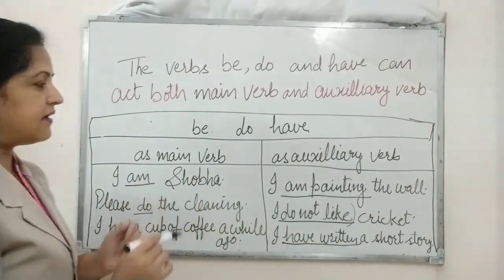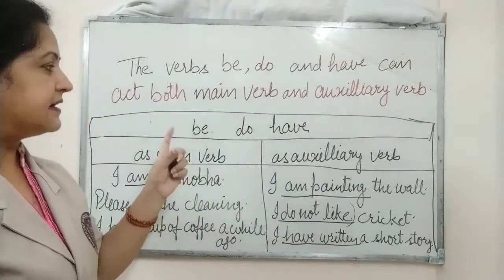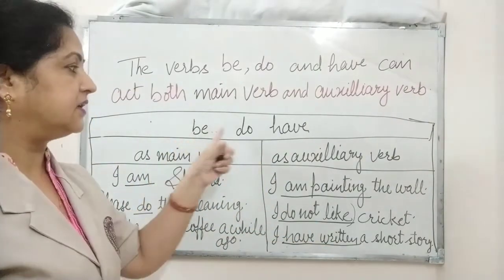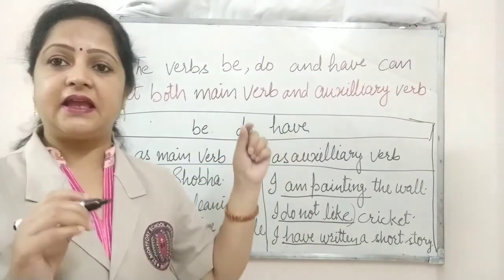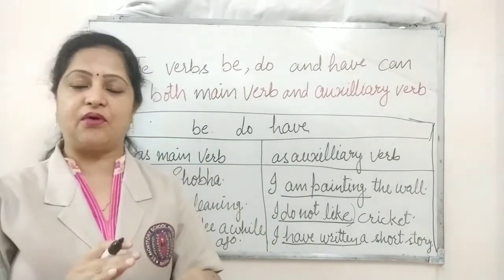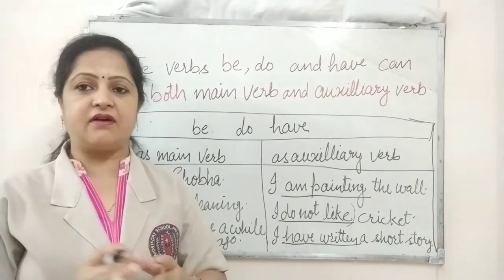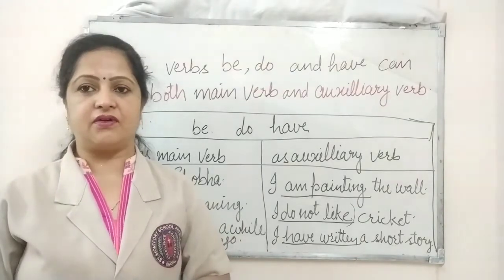So now I think it is clear to everybody that the verbs be, do, have can be used both as the main verb and the auxiliary verb.